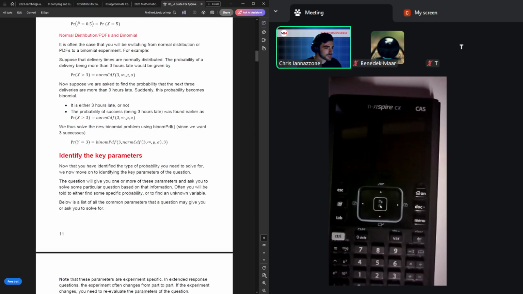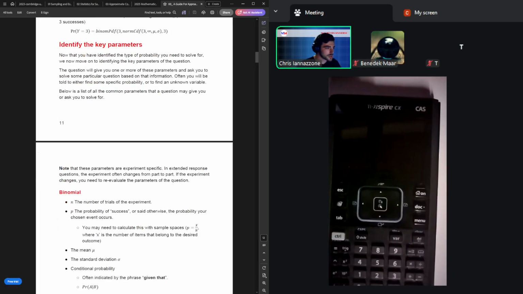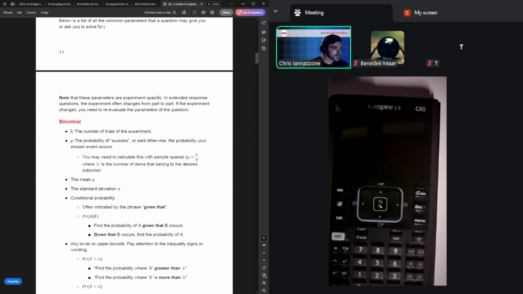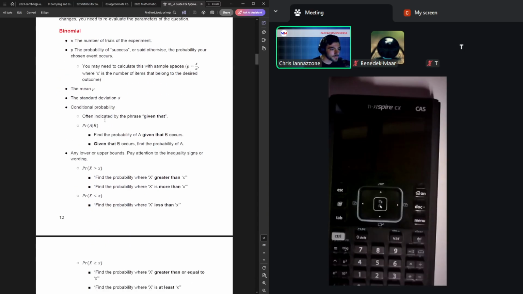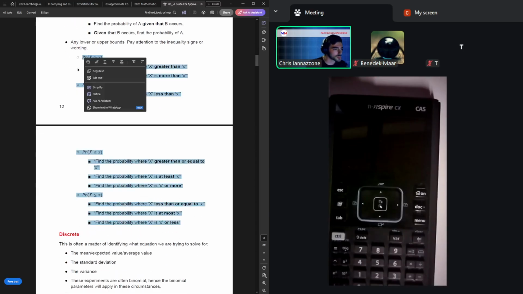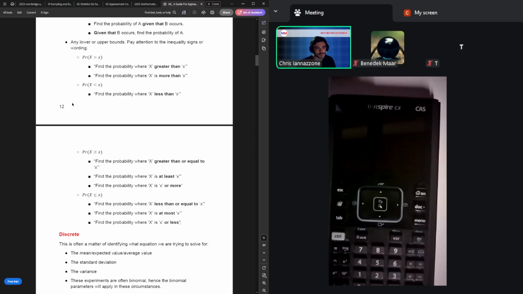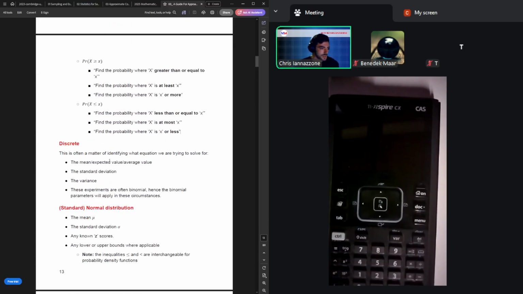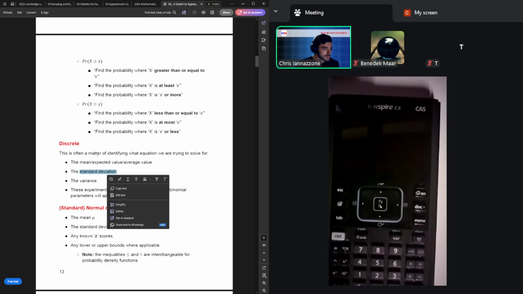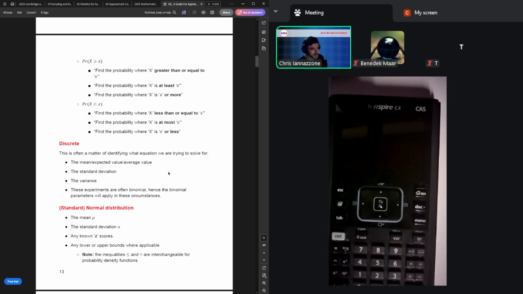So, once you've identified what type of probability you have, you want to care about the key parameters. For binomial, it's always just n and p. Maybe you're given the mean or standard deviation. And then here's some other stuff that may or may not show up. It's pretty much a broad statement of all the things that you can be asked about. Discrete's very similar. Again, you might be asked about the mean or given the mean, standard deviation, variance. Usually you're calculating statistics with discrete, but the other alternative is calculating the probabilities with discrete as well.